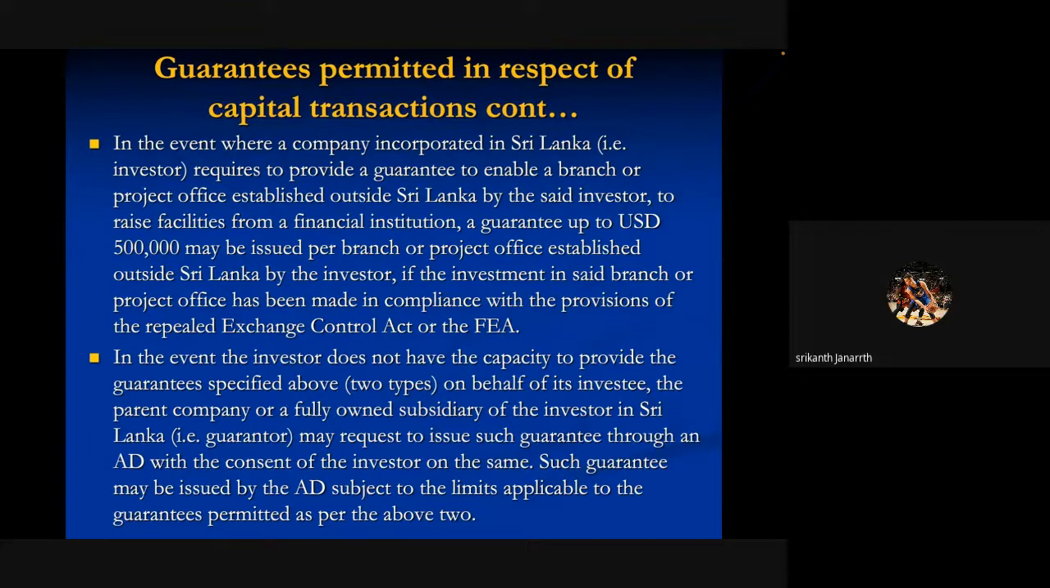So that can go up to 500,000 per branch. The guarantee can be issued. The regulator has given permission up to $500,000 per branch. A guarantee can be issued for the Alis branch in Mali to borrow from their bank, up to 500,000.